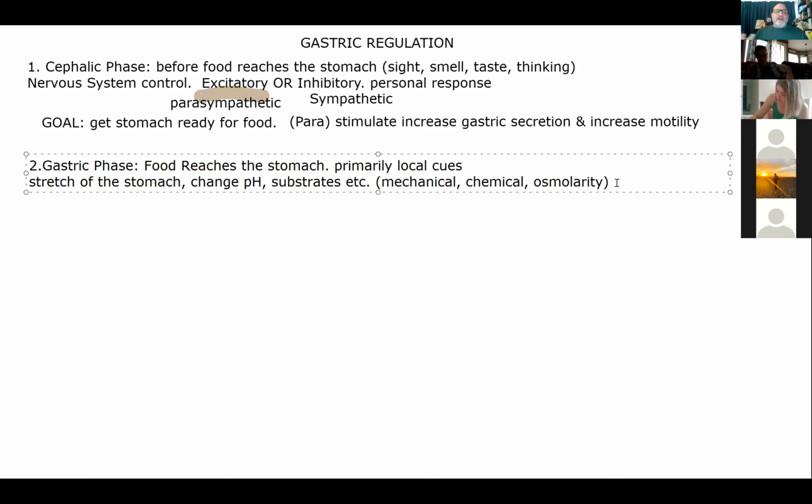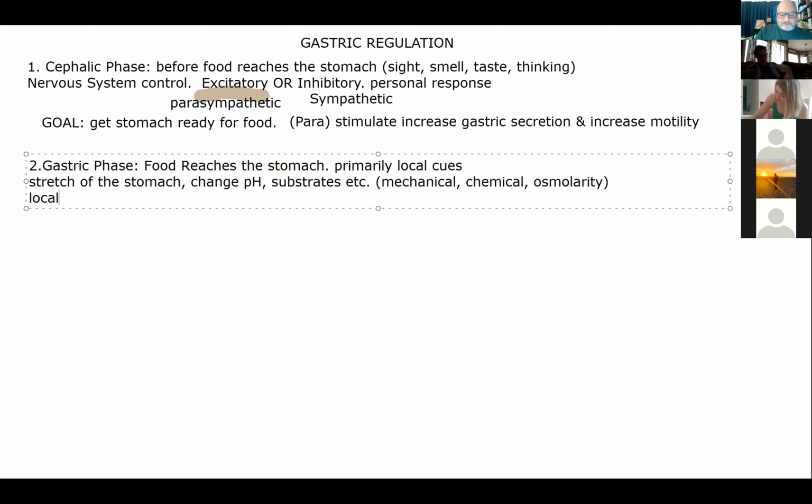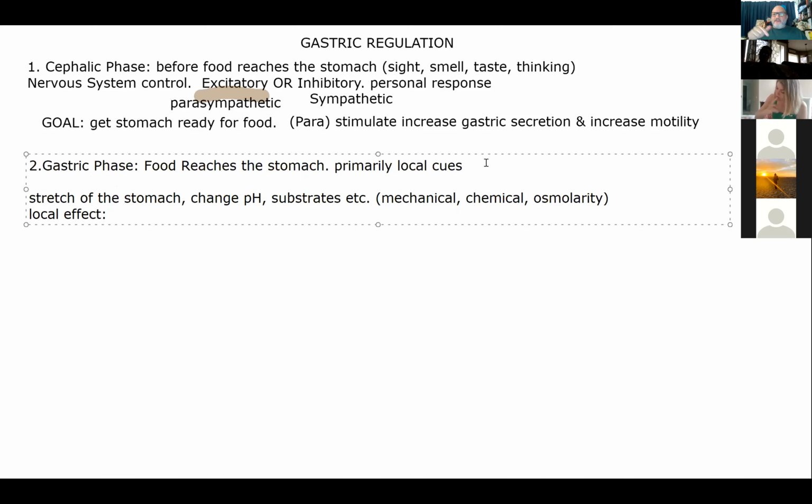And that local cue is going to have a local effect. What does that sound an awful lot like? Local cue, local effect, local processing. The intrinsic plexus. Yeah, it sounds like that intrinsic plexus, like that local reflex, that short reflex. So not surprisingly, there is a nervous system control, and in this case, the nervous system control is going to be that enteric plexus.